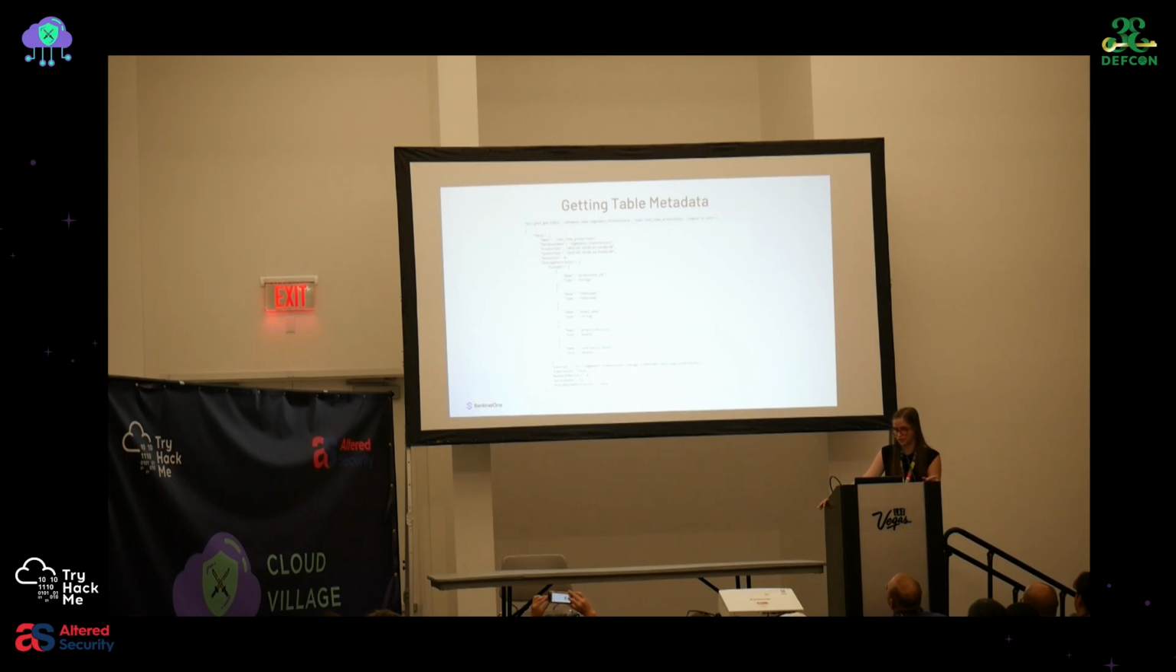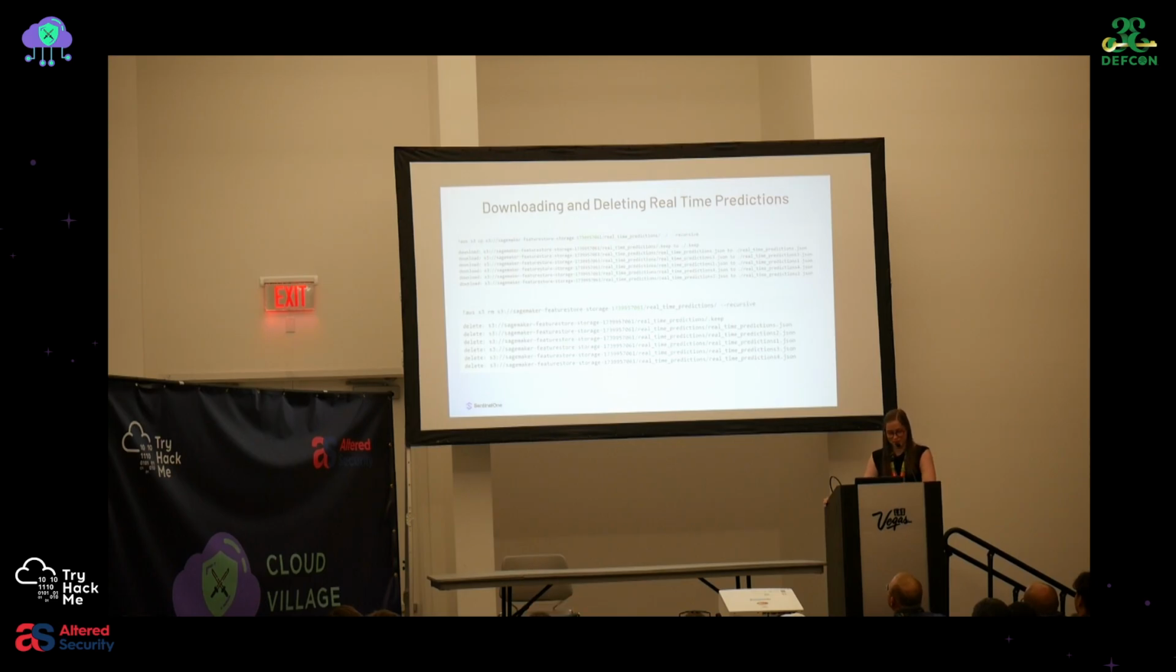Then, as you can see here, I'm actually able to see the table metadata in order to understand the exact structure of the data that is used by the SageMaker models. Then I downloaded all of the data. In this case, it's real-time predictions. I deleted it because I'm evil.